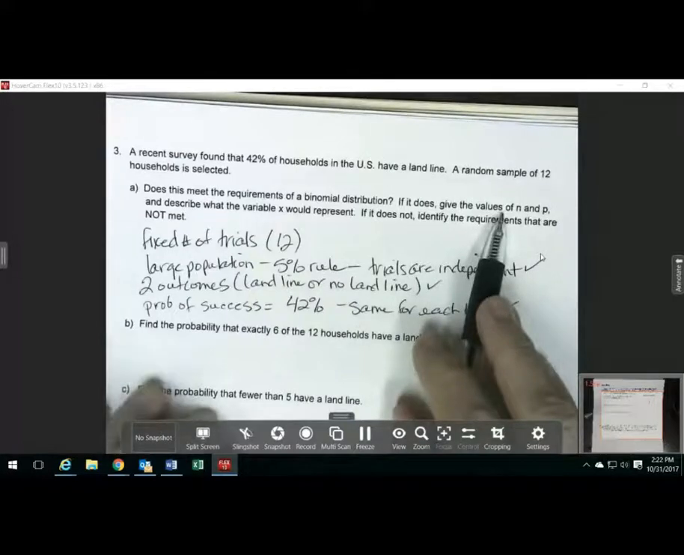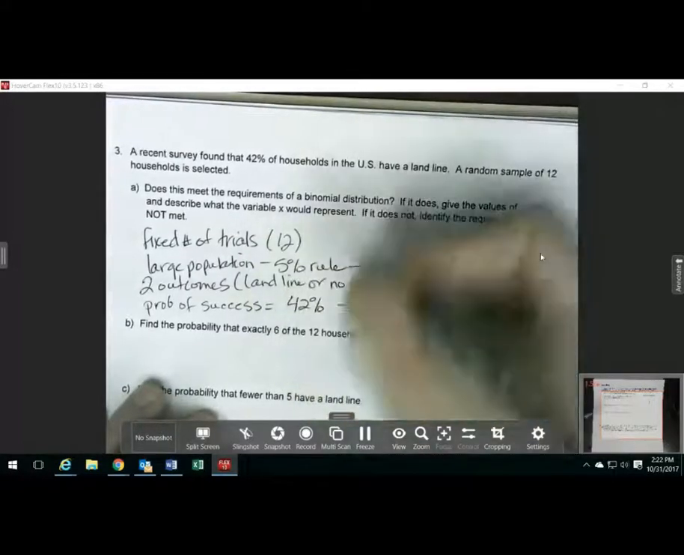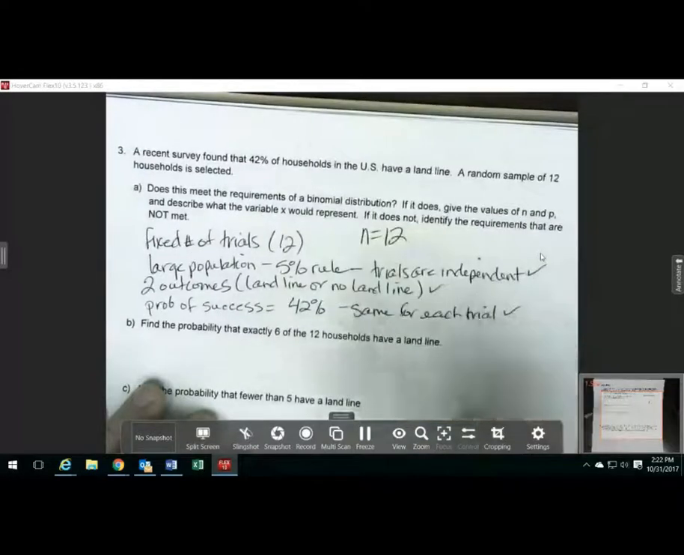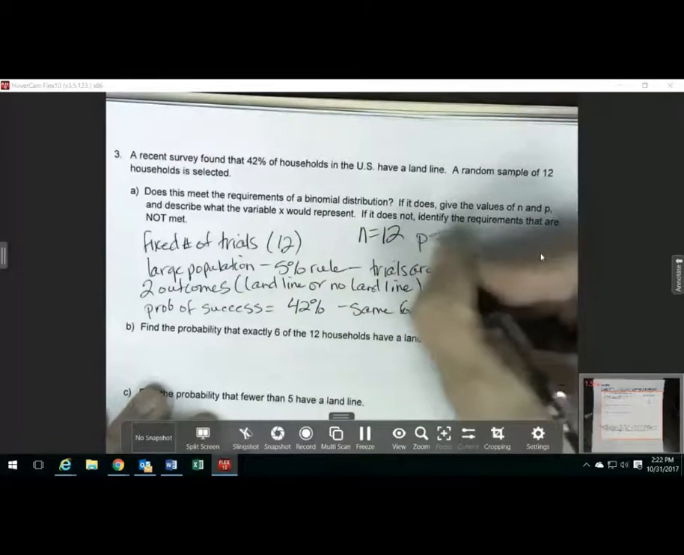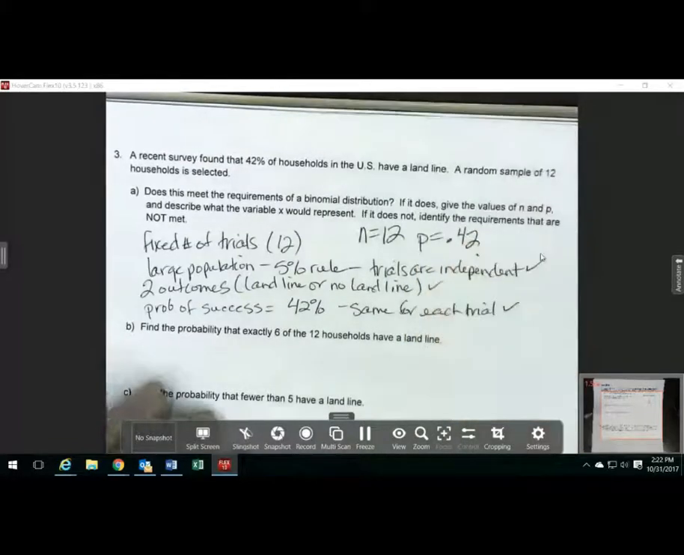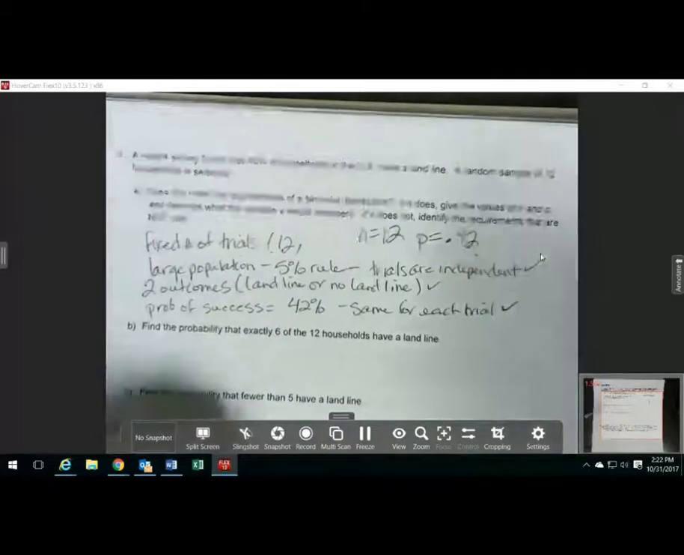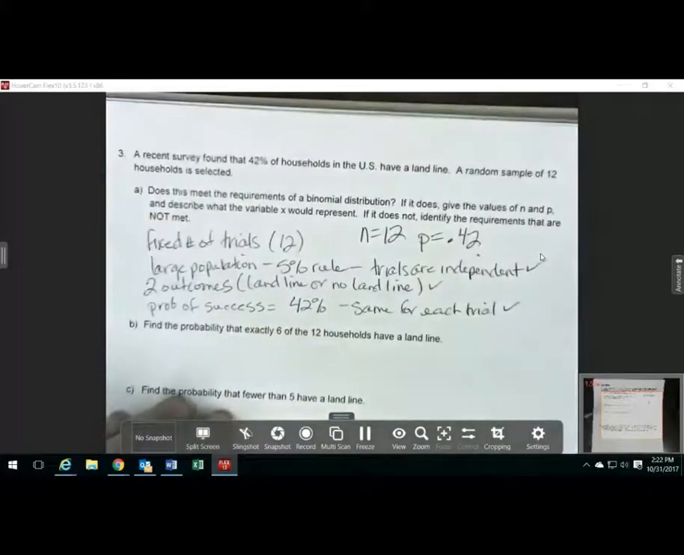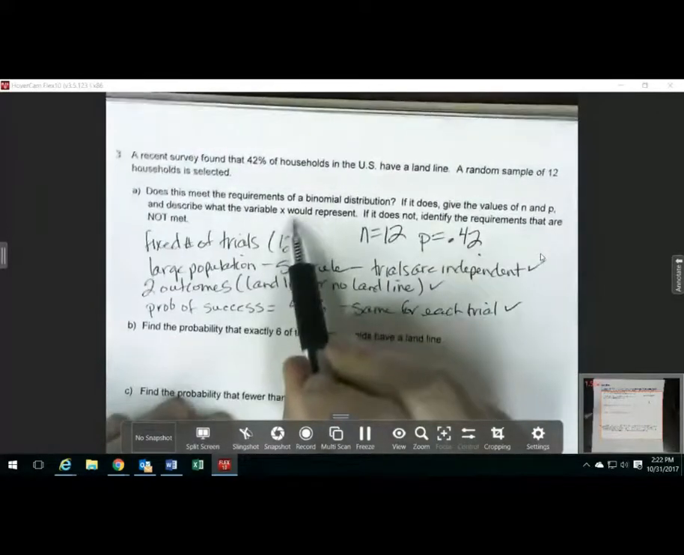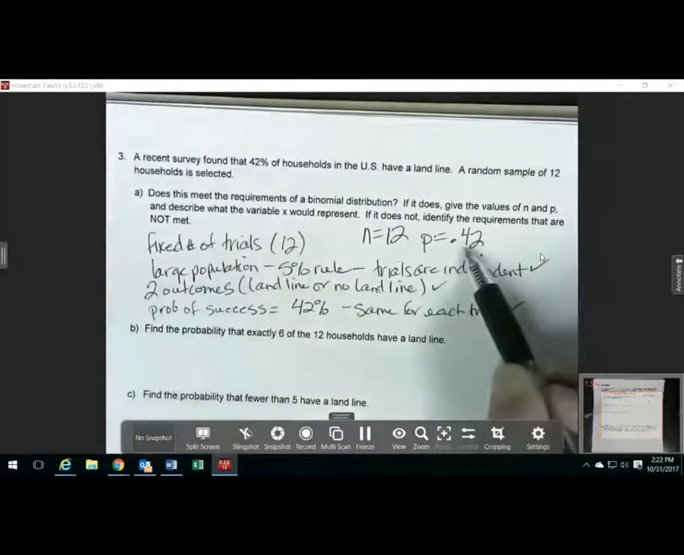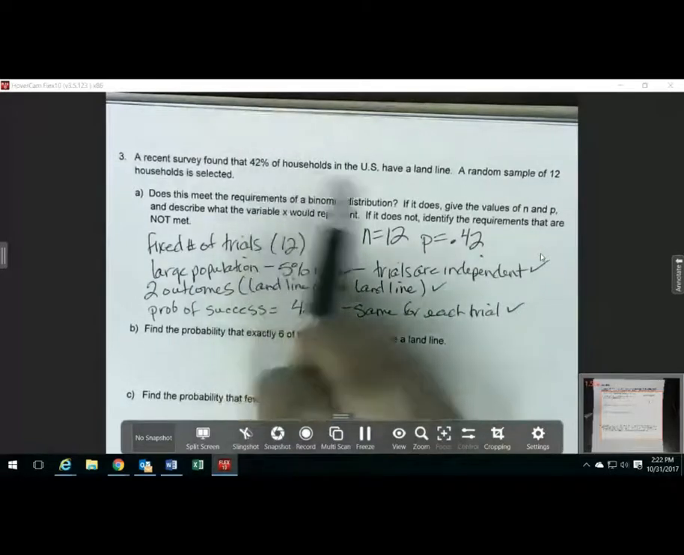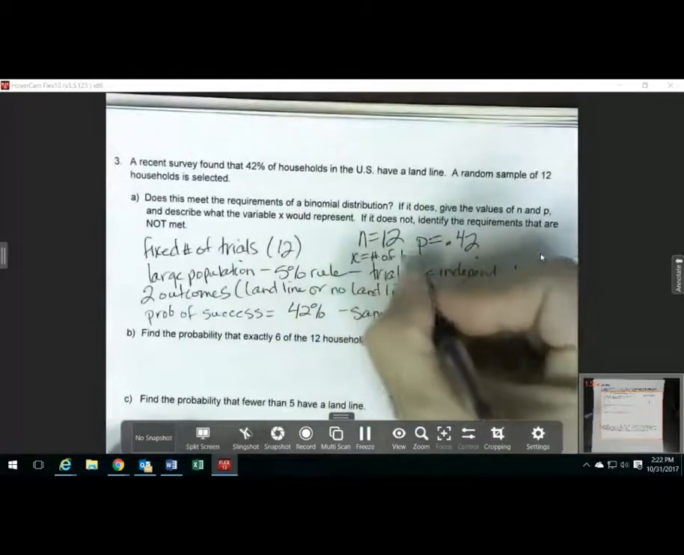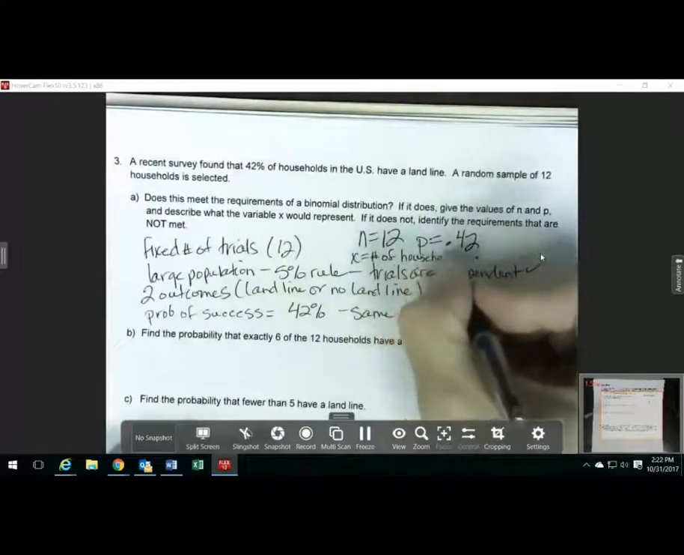So we need to find the N and the P. The N is just the number of trials. The N is 12. And then the P is the probability of success on each trial. So that's 42%. And we usually want to write that as a decimal, so it would be 0.42. We want to describe what the variable X would represent. X is the number of successes. If we're counting our P as 42%, that means we're saying that a success is that the household does have a landline. X is going to be the number of households with a landline out of the 12.